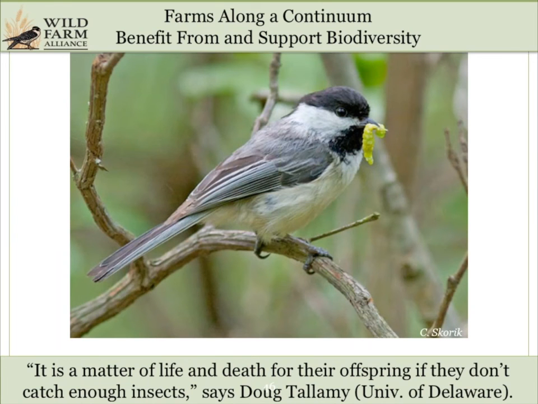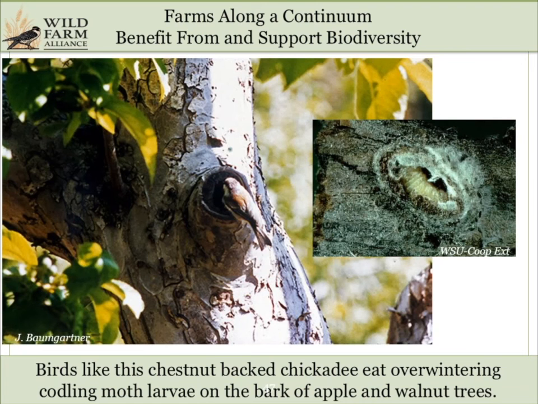It's a matter of life and death for their offspring if they don't catch enough insects, according to Doug Tallamy at the University of Delaware. So these chickadees, when they're feeding their nestlings, need to catch between 400 and 600 insects a day for 16 days, which equals about 6,000 to 9,000 insects to have their brood successfully fledged. That's a lot of food. And if they only have non-native habitat available, they're not going to be able to do it.